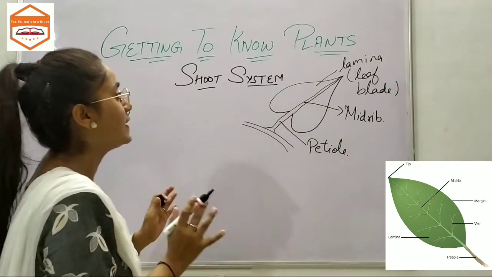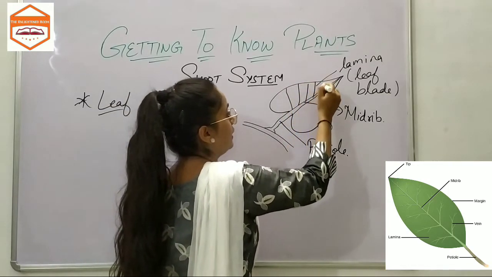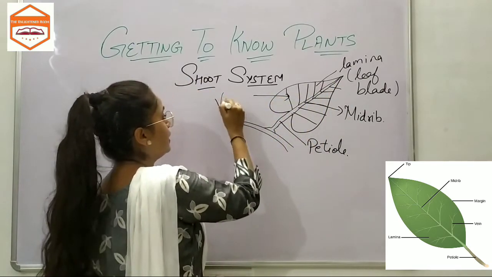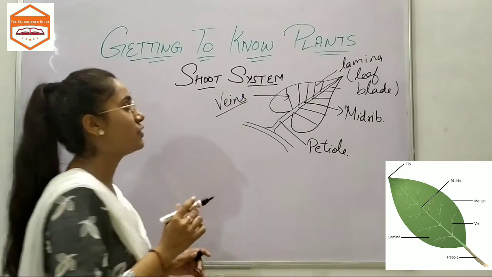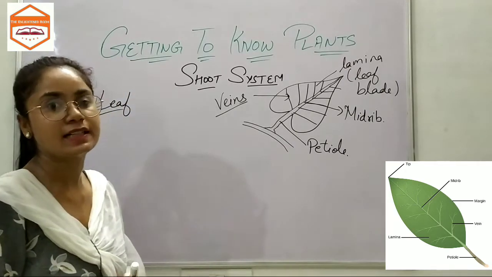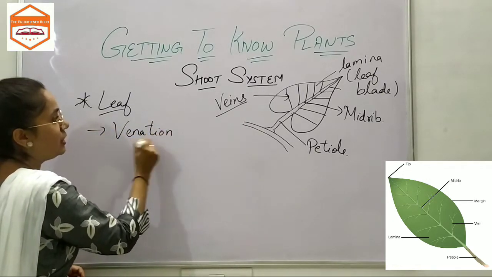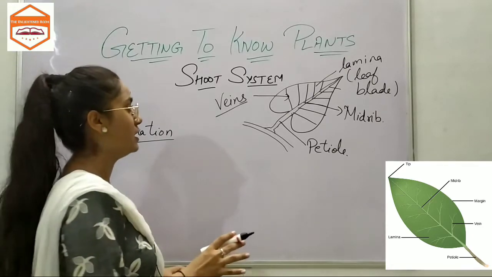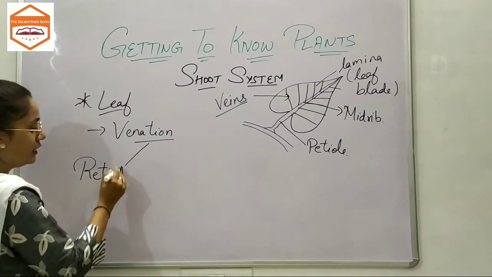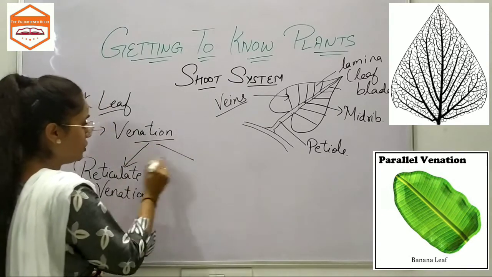Okay, and on this leaf you would see certain lines like this, right? These lines are known as veins, and the purpose of these veins is to transport food, water and minerals. Now from these veins we will move to the next topic, which is venation. Venation is the arrangement of veins in a leaf. So venation is of two kinds. First one is reticulate venation, and the other one is parallel venation.